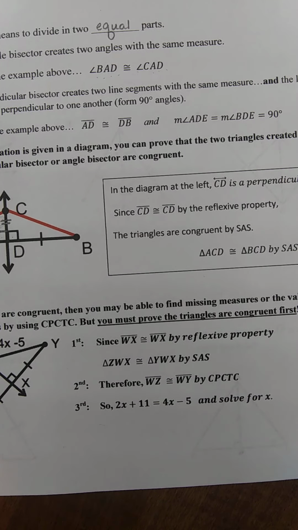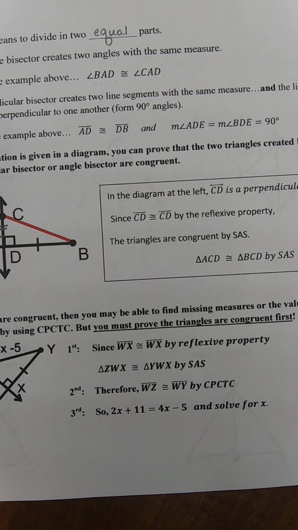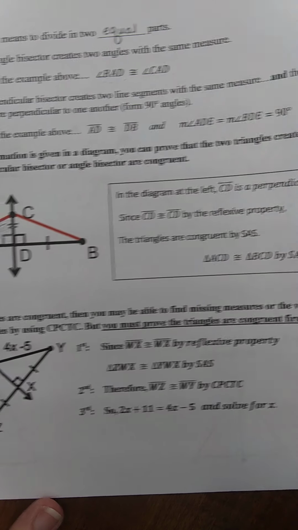If the triangles are congruent, then you may be able to find some piece of missing information or the value of a variable by using CPCTC. Corresponding parts of congruent triangles are congruent. But you must prove the triangles are congruent first. That has to be your first step.